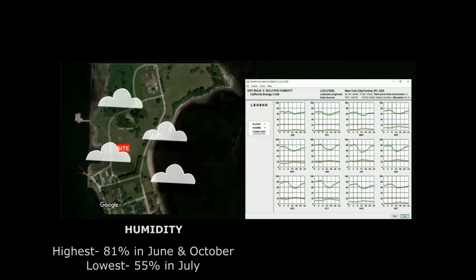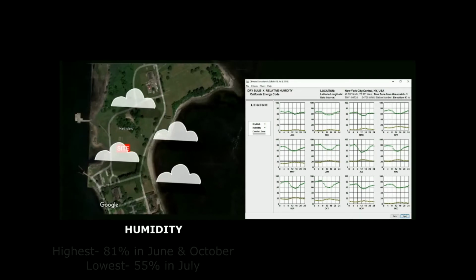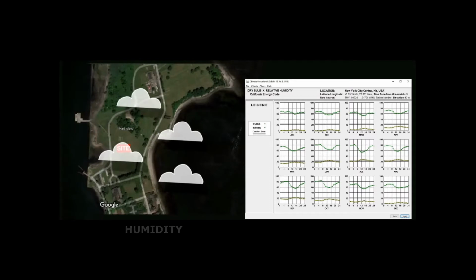The following chart shows the relative humidity versus dry bulb temperature chart. Highest is 81% in June and October, lowest is 55% in July.